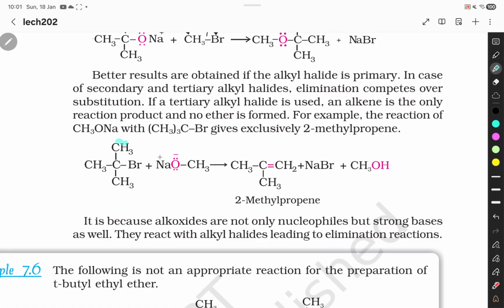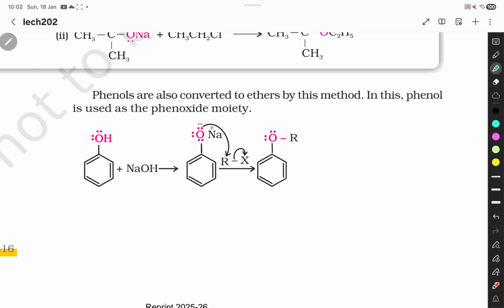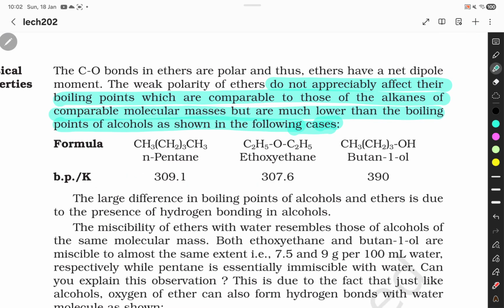And here specifically, tertiary butyl halide will undergo an E2 reaction because of the presence of a strong base. CH3O minus is always a strong base. You can convert phenols to ethers, and it's used as a phenoxide. I don't know why they use that, because basically it does SN2 on this RX, even though it's not a good nucleophile.